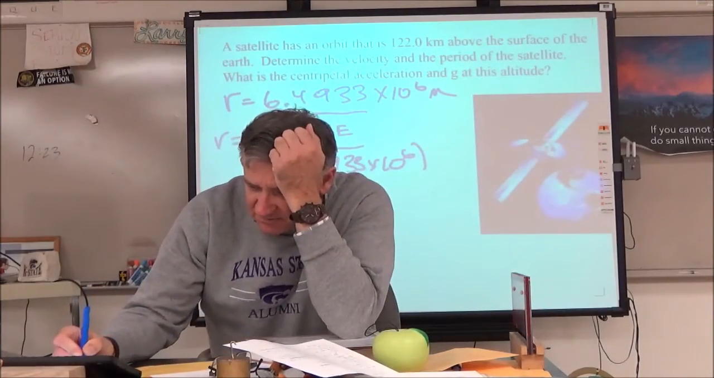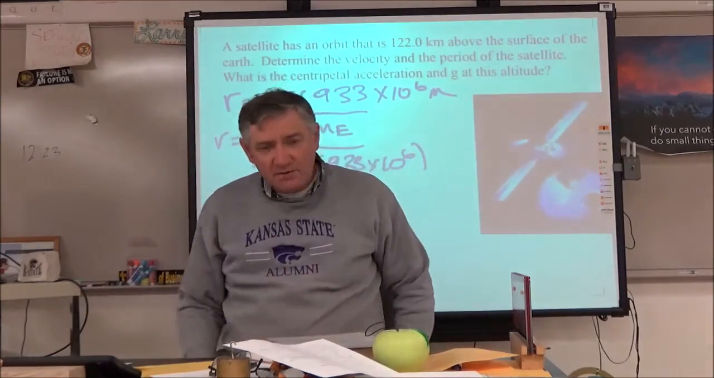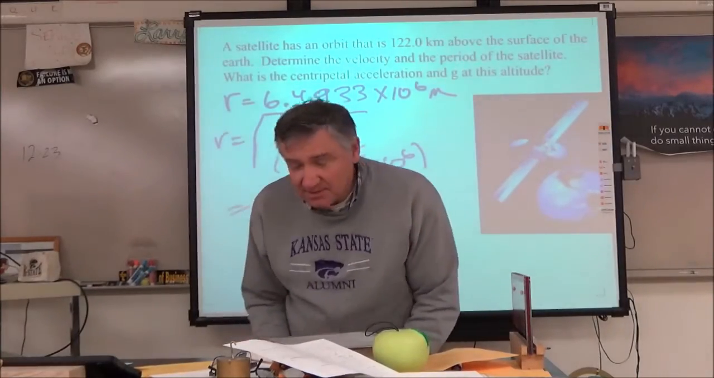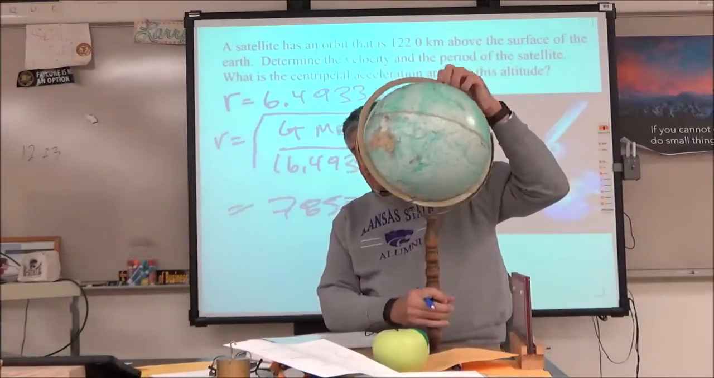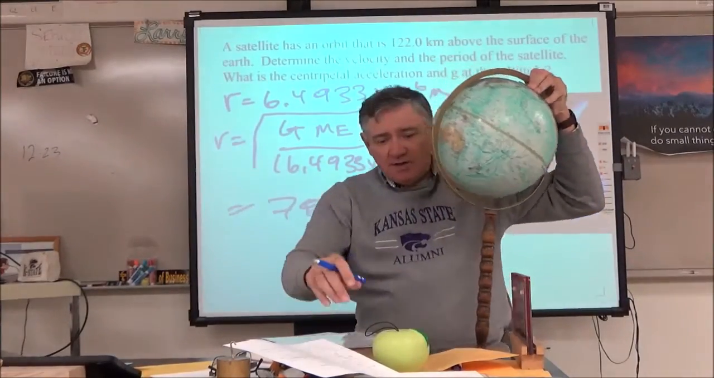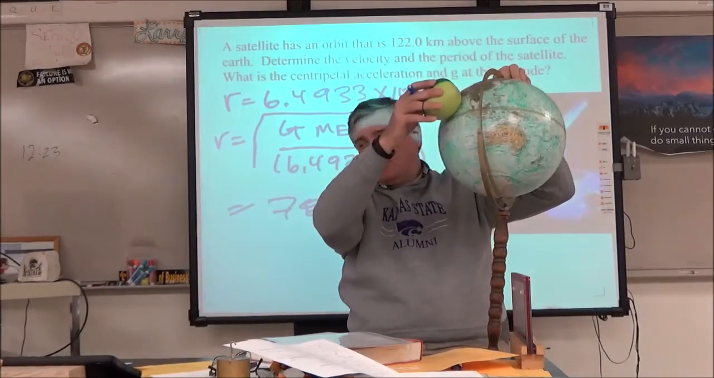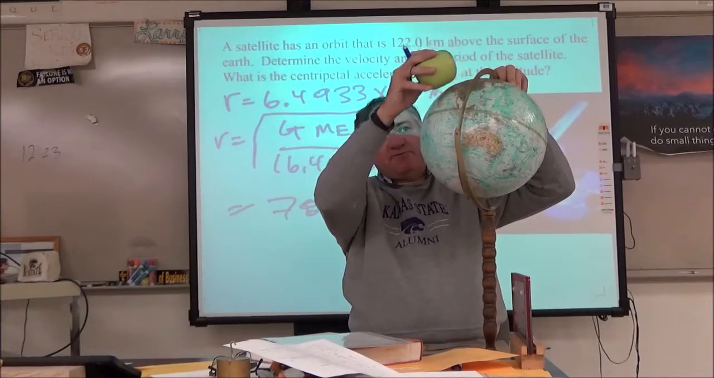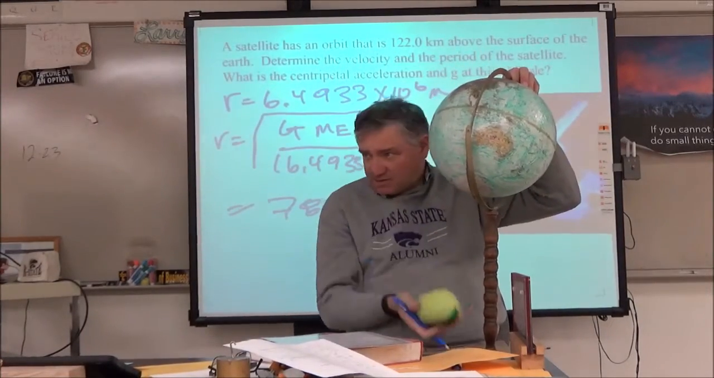So 7,850 meters per second. And remember, we have to be going that fast because, here's this model of the Earth. If you're going to be on top of a mountain and you throw that apple, it's going to travel a certain distance. But if you throw that apple fast enough, then it's going to be in this state of free fall as it goes around the Earth.